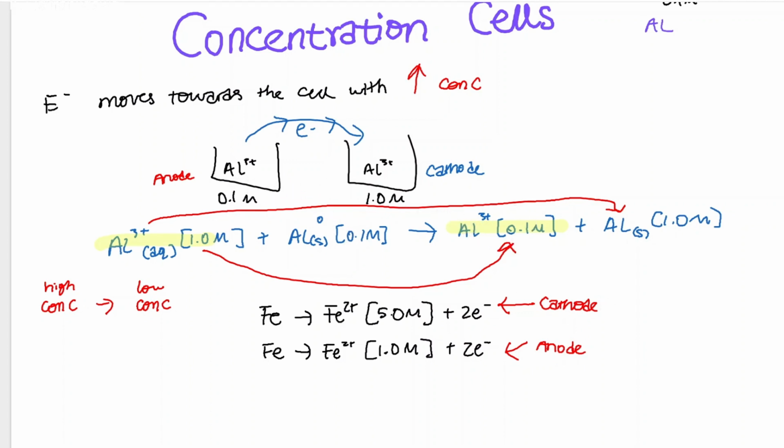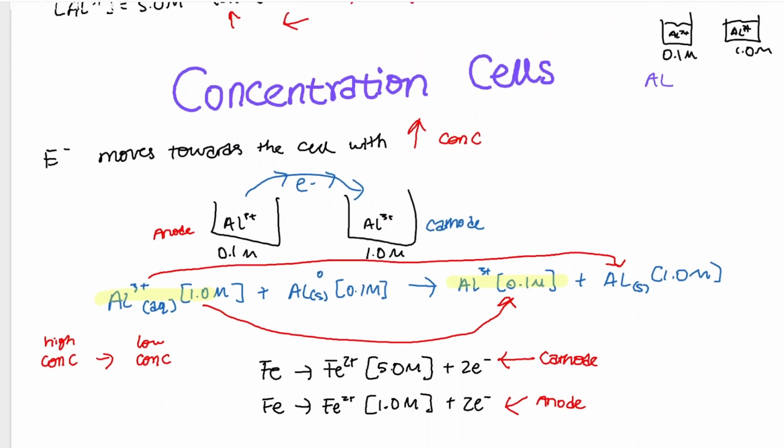I just wrote this to help you remember and be able to tell the difference, because this is probably going to be a multiple choice question on both the midterm and final about which side is going to be the anode and the cathode in the same concentration cell. I mean, the same element with different concentrations.